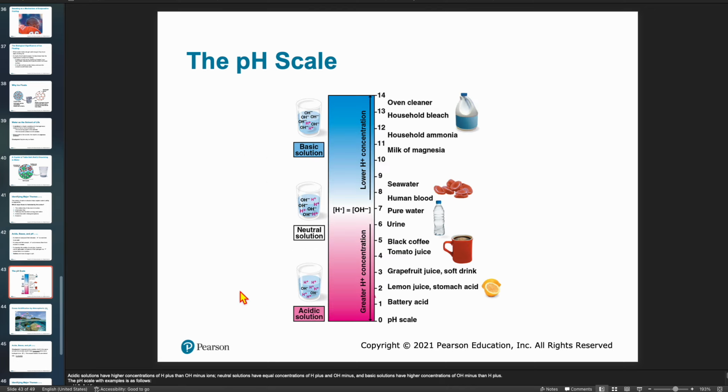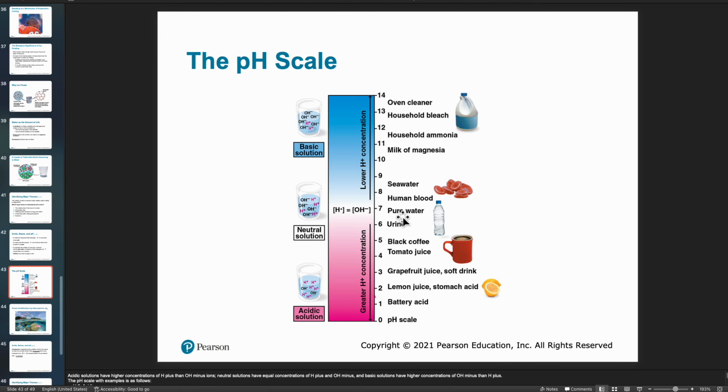Now speaking of pH, here's the scale. So down here is 0, up there is 14. Between 0 and up to 7, but not including 7. So it's from 0 to 6.9999999. So from 0 up to 7, not including 7, is an acid because it has more hydrogen ions.